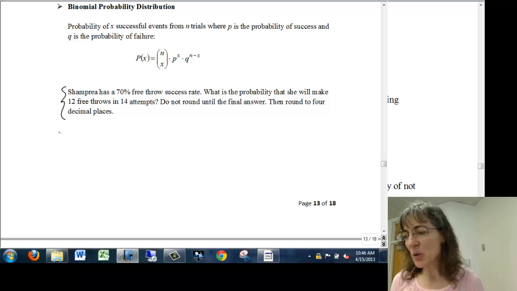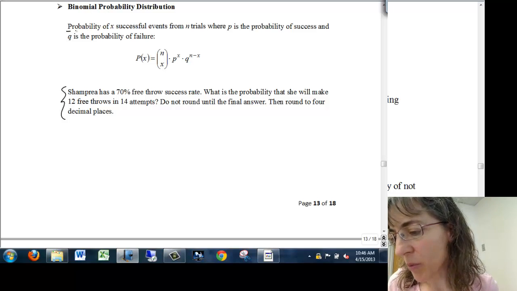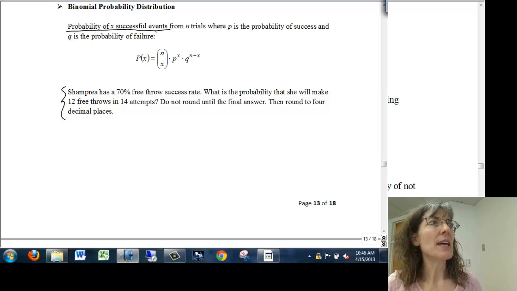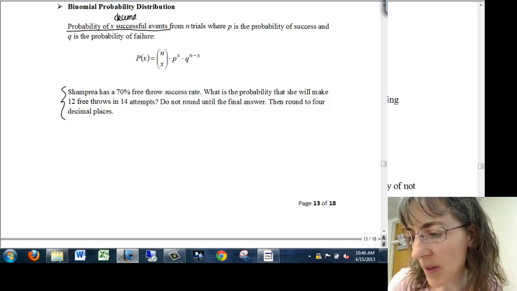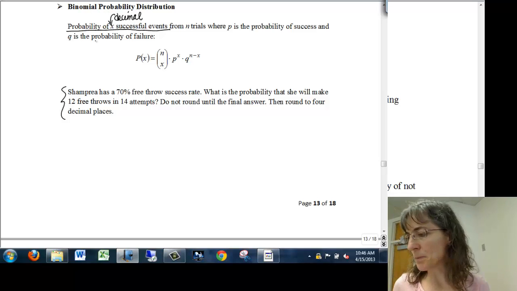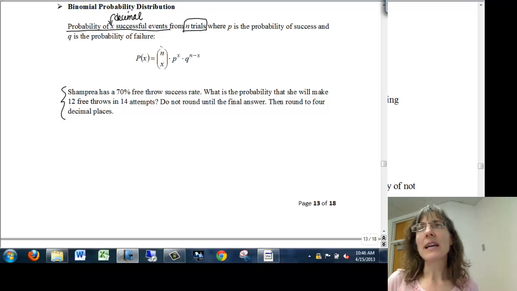Okay, so here we are, probability distribution formula. It is the probability of X successful events. I said the word probability. Am I going to have a percent or a decimal for that? It should be a decimal, because it says probability, so I should expect it to be a decimal. From N trials. N trials means N attempts.